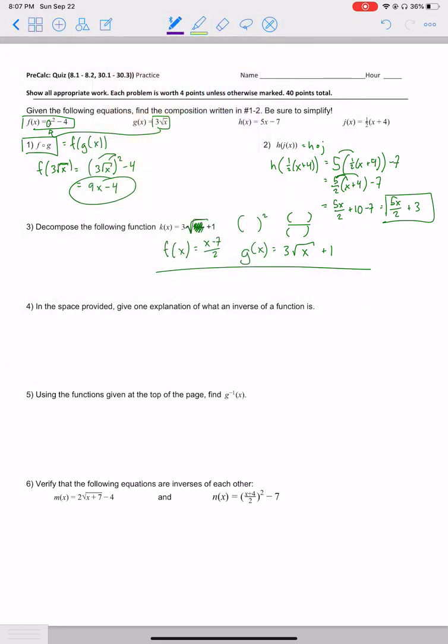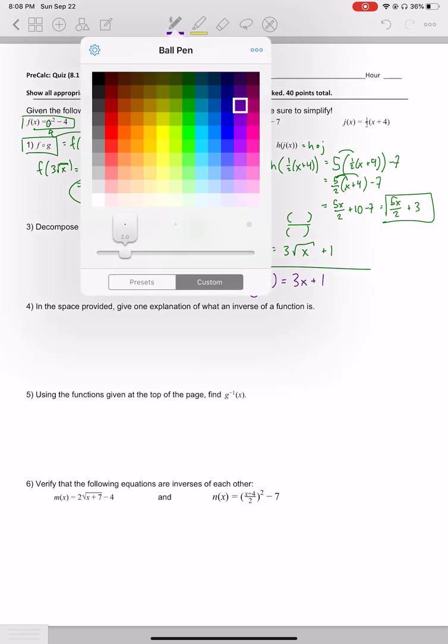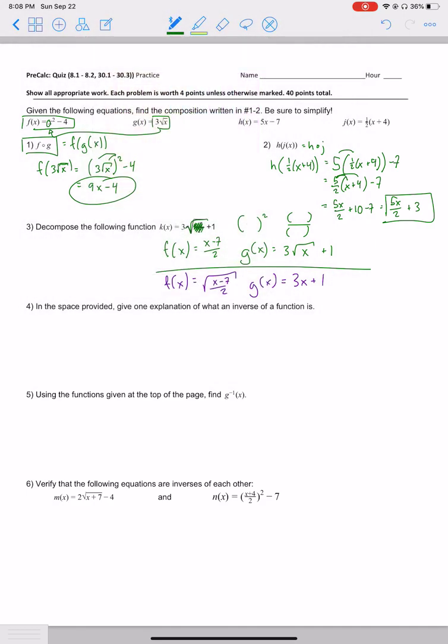Another one could be f of x equals the square root of x minus 7 over 2, and g of x is equal to 3x plus 1. Wherever we could just take a big hunk of the function out would be however we can compose. I'm not going to get into all the possibilities because they are quite lengthy, but here are two different options for number 3. Moving on to number 4, right?